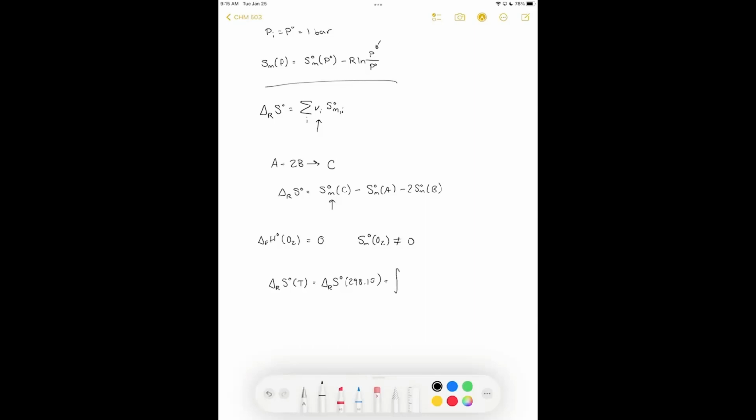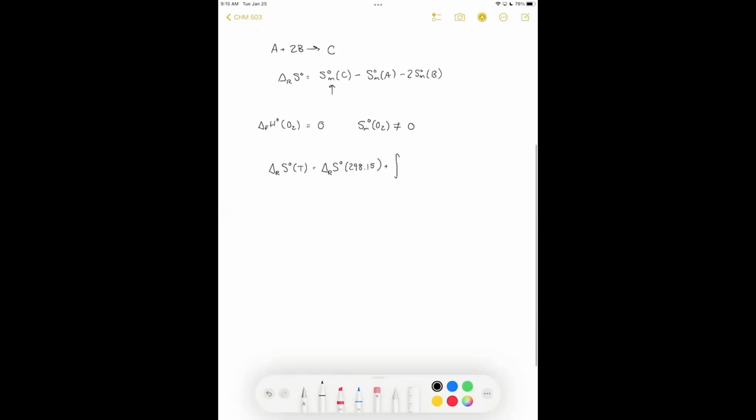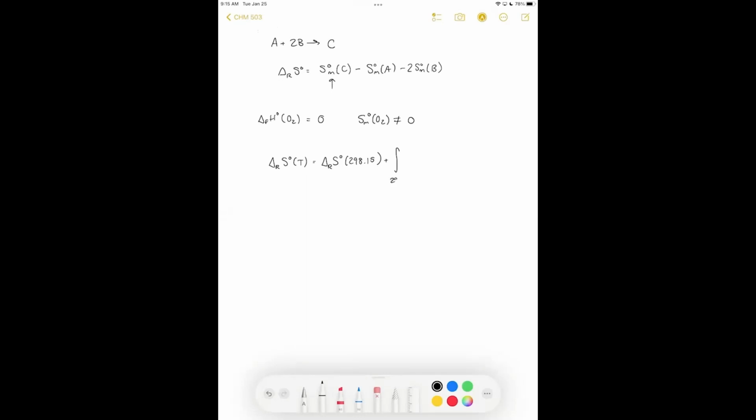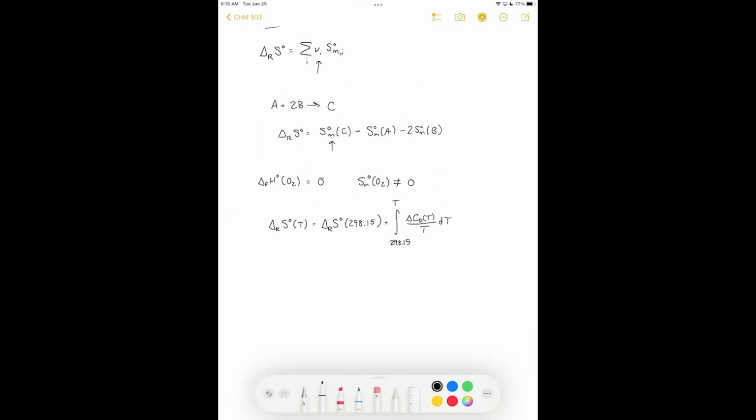Just like for the heat capacity in general, we can integrate using a delta Cp. So we have our delta Cp as a function of T over T dT. And in this case, this delta Cp has the same form as this equation up here. So delta Cp is equal to the sum of all of the individual heat capacities. And with this, we can get an estimation for the entropy of a reaction, or the change in entropy for a reaction at some other temperature that's not 298.15, if that is our desire.